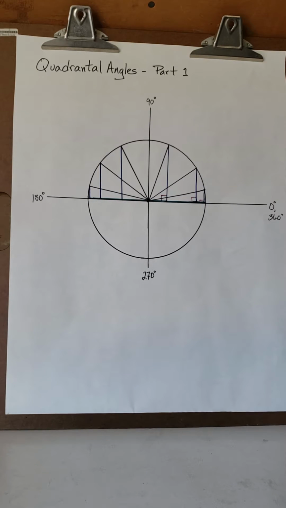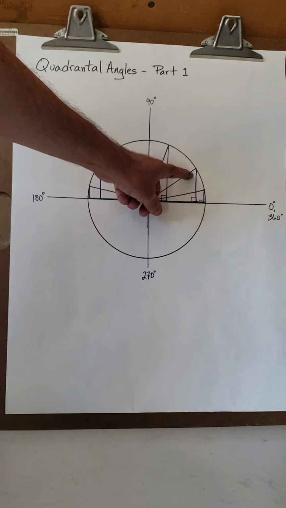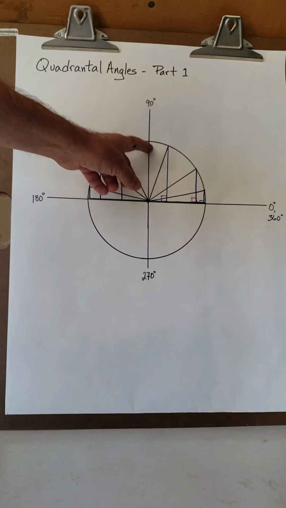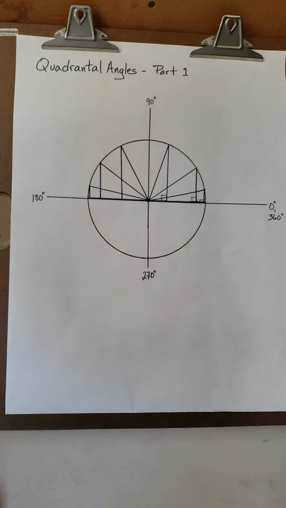Now let's take a look at what's happening at 90 degrees, which is between 0 and 180. As the angle increases from 0, again, we see that in this case, the opposite side of the triangle is getting longer and longer. And at 90 degrees, the length of the opposite side would actually be equal to the length of the hypotenuse. So at 90 degrees, the length of the opposite is equal to the length of the hypotenuse.